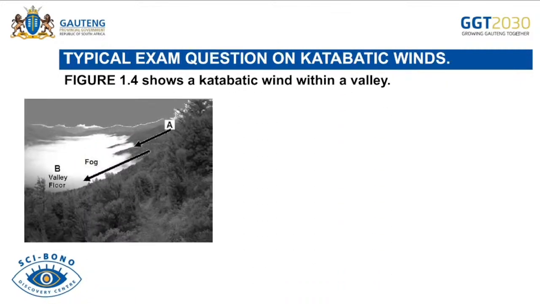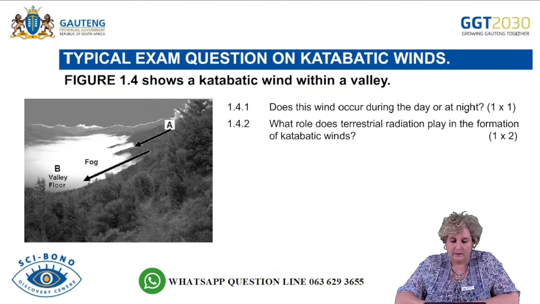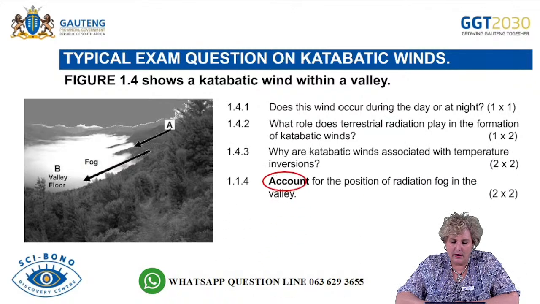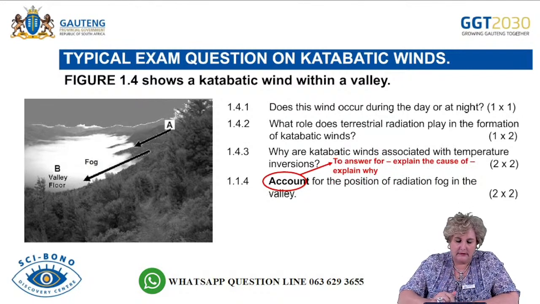Okay, let's look at the typical exam question on katabatic wind. Does the wind occur during the day or at night? What role does terrestrial radiation play in the formation of katabatic winds? Why are katabatic winds associated with temperature inversions? And then in 1.1.4, we ask you to account for the position of the radiation fog.